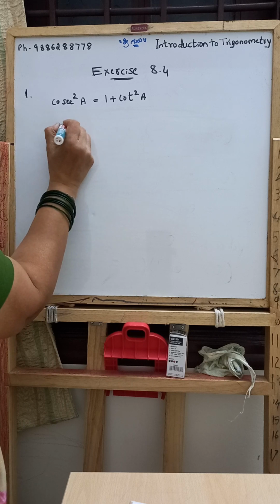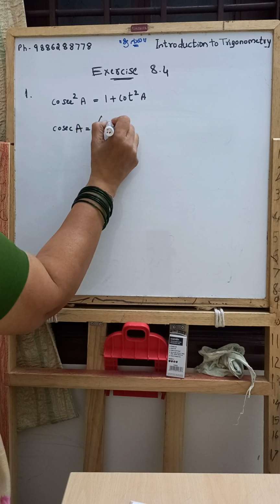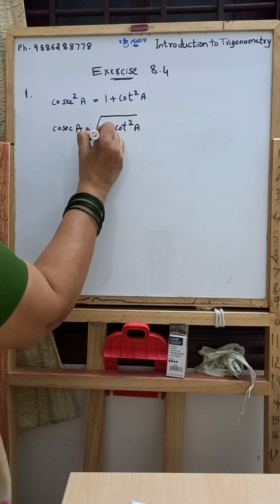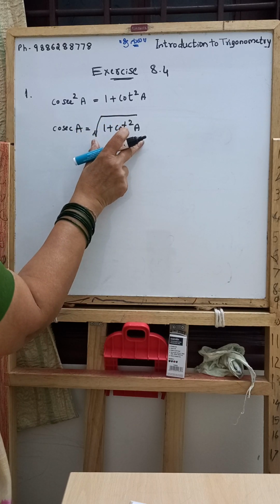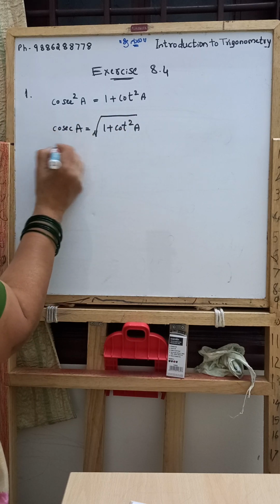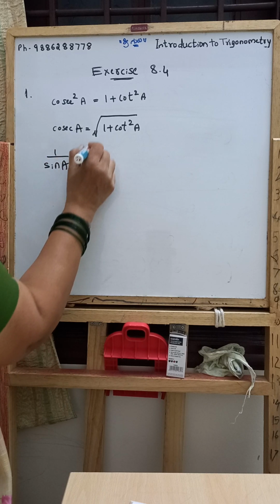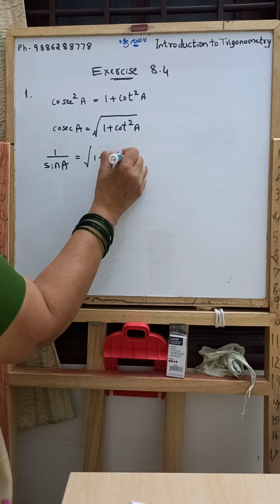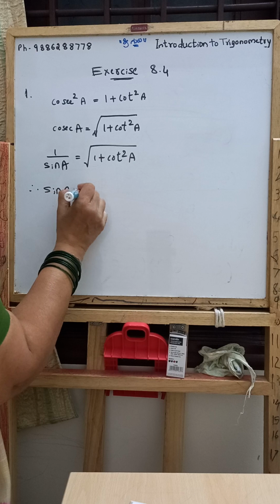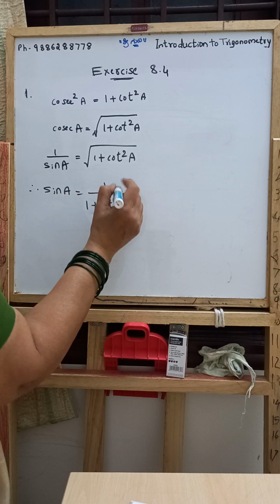That is, taking the square root on both sides, we get cosec A equal to the square root of 1 plus cot square A. But we take only the positive value because the trigonometric ratios are always positive. But cosec A is 1 upon sin A. This is equal to the square root of 1 plus cot square A. Therefore, sin A is equal to 1 upon the square root of 1 plus cot square A.